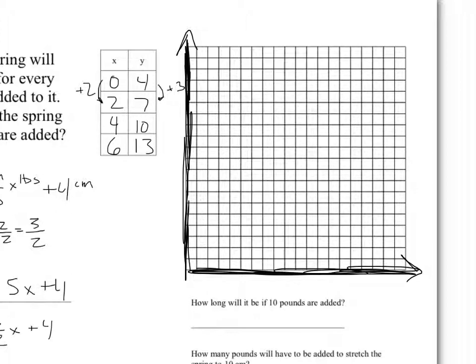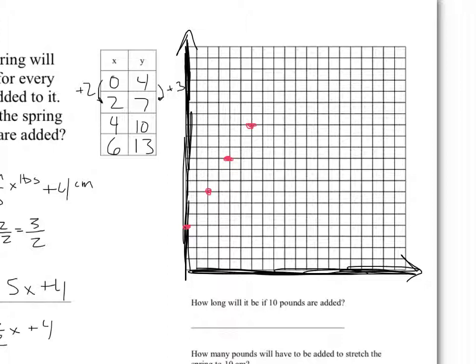And I can either graph using my equation or graph using my t-chart. Doesn't really matter. So the t-chart says my first point is 0, 4. My second point is 2, 7. My third point is 4, 10. And 6, 13. For me, I don't like counting out to 13. I don't like counting out to 10. I don't like counting out any of those things.